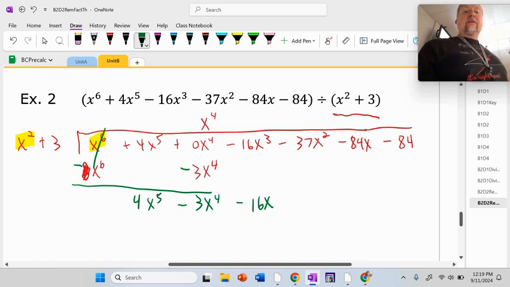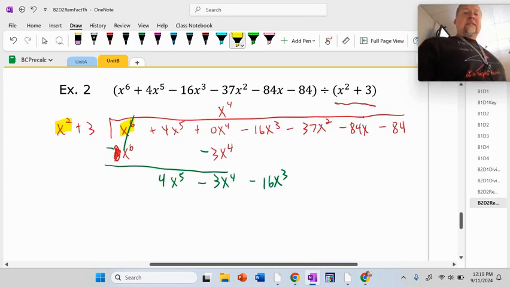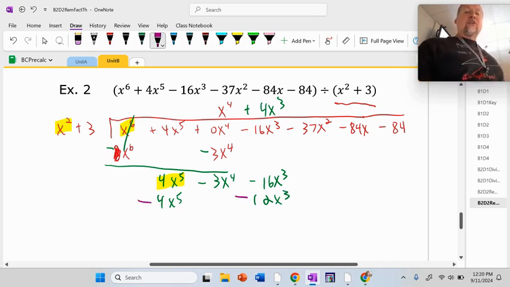I think I need that x to the 3rd. Okay, then what's next? What times x to the second equals 4x to the fifth? That's an easy question. 4x to the third. Distribute. This is 4x to the fifth, exactly. And then 4 times 3 is 12x to the third. Sorry, 12x to the third. And then I'm going to change colors because then I'm going to show the subtraction.